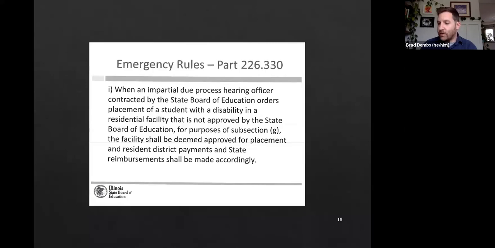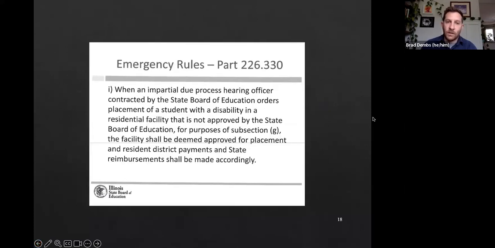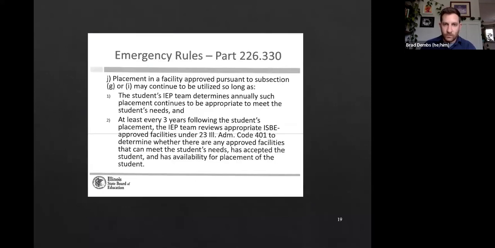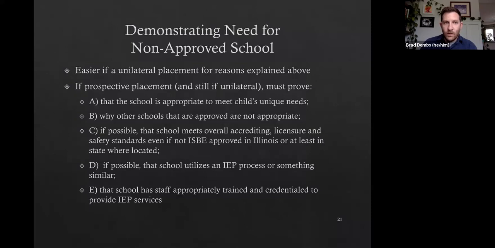We can skip over a few of these here. Also important to note that a hearing officer can order placement in a non-approved program if you go through a due process hearing and advocate for that placement. So in this case, ISB is not approving it through an application, but the hearing officer can say, this is the placement that the student needs.